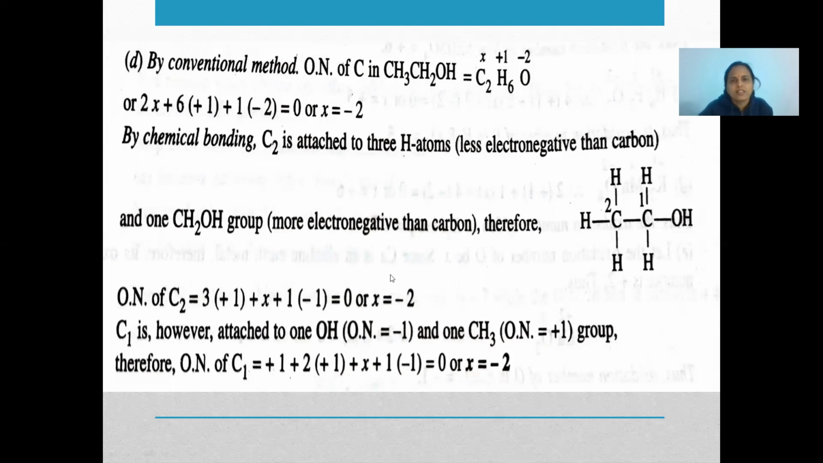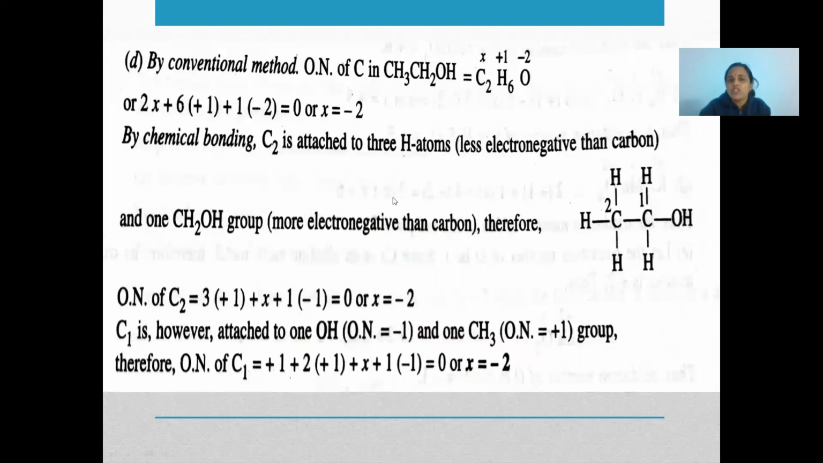You need to calculate next the oxidation number of carbon in CH3CH2OH. So CH3CH2OH has the molecular formula C2H6O. So here you need to calculate the oxidation number of carbon. So 2x plus 6 minus 2 equals 0. So x here comes out to be -2.